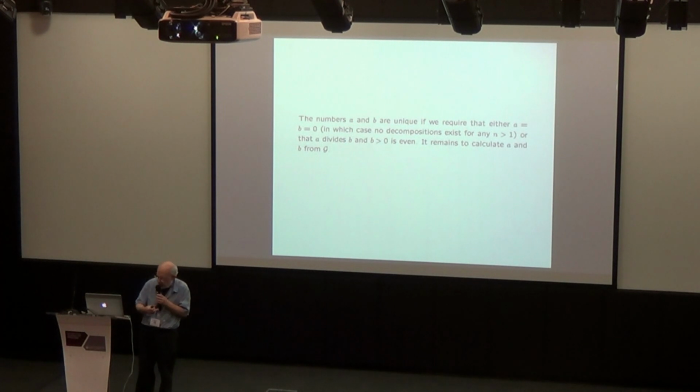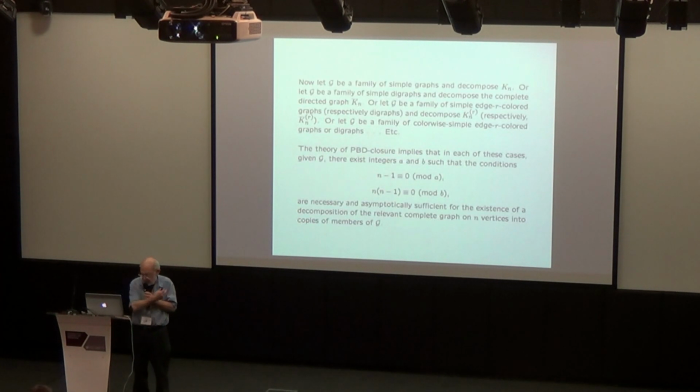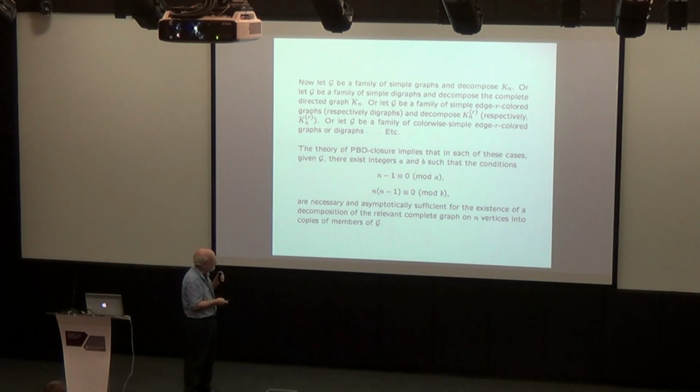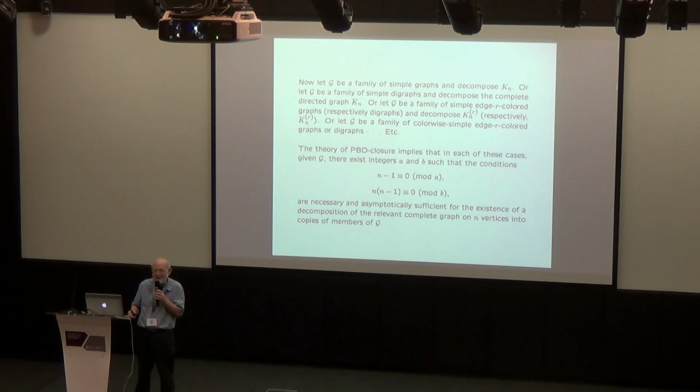I mentioned that these can be assumed b is even, a divides b. That will make them unique. But it may be that a and b are both 0. And then what does this theorem say? If a and b are both 0, I think it says that n is 1. That's necessary and sufficient. That means there exist no decompositions, and that can happen. We'll see.